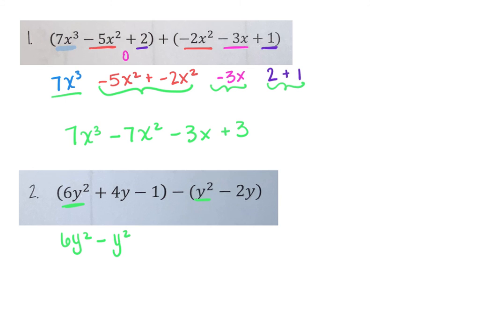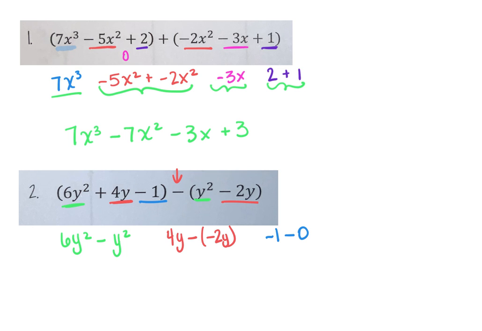All right, 4y. So I have 4y minus, don't forget this is minus. What in the second group do I have? Negative 2y. And then negative 1 minus, what's in the second group that combines with negative 1? 0, there's nothing there, so we're going to put a 0 there.